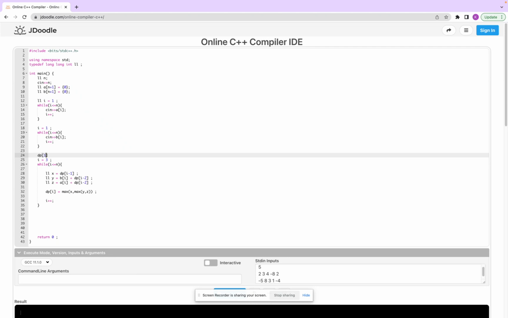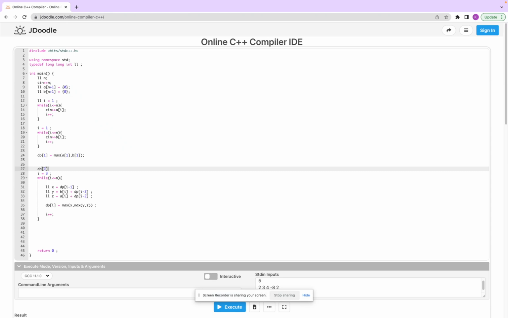So dp of 1 is very easy to calculate. You only have two numbers, whichever is the maximum of both the numbers, just take that, a1 comma b1. So easy to do. Now dp of 2, you have two options. Either just ignore all the elements at index 2, so just take dp of 1, or if you're taking elements at index 2, then take the maximum of both these elements. This is just like the formula.